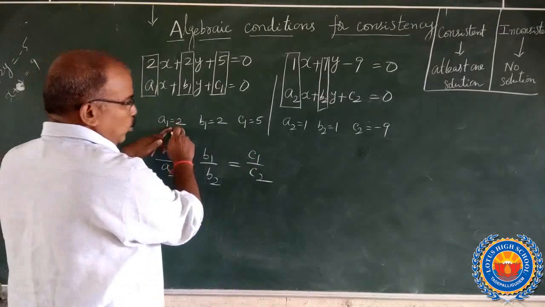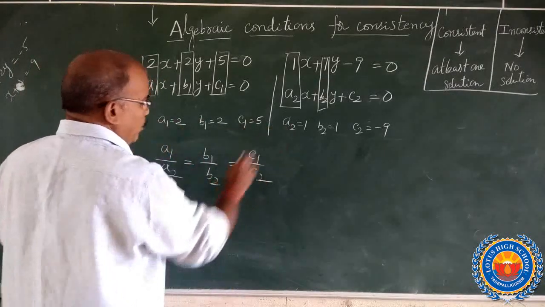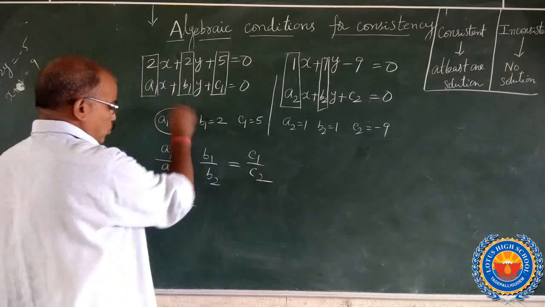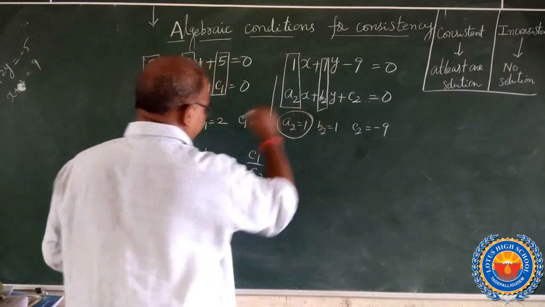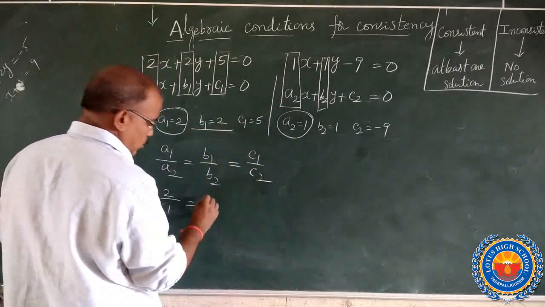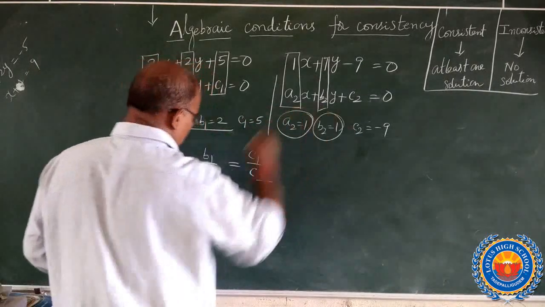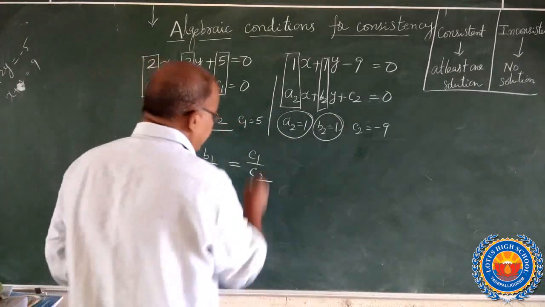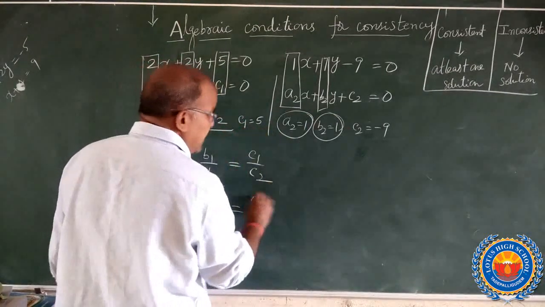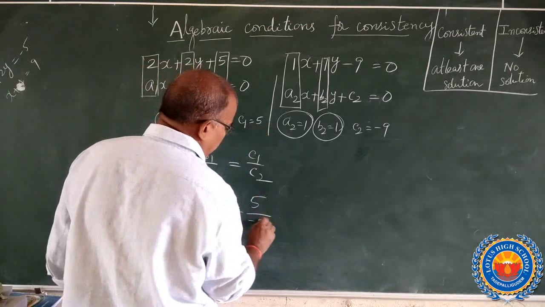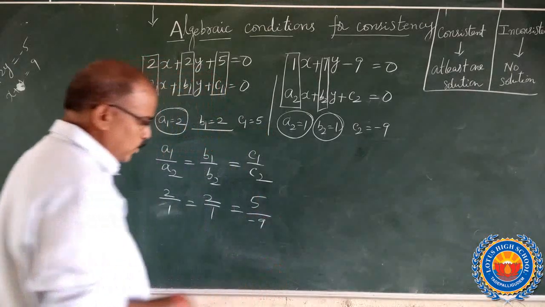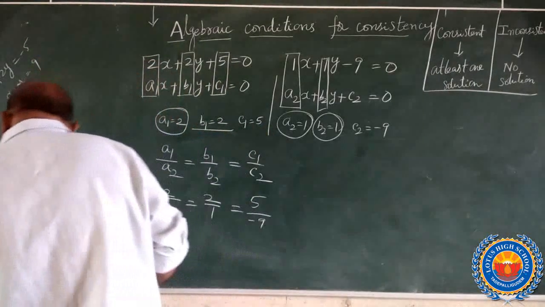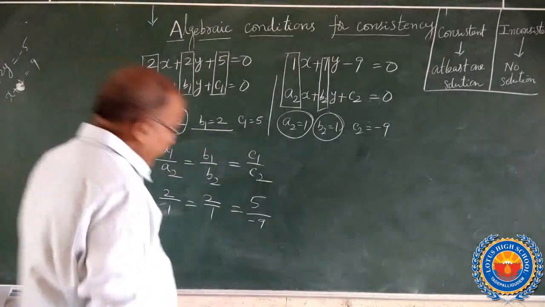A1 by A2 is 2 by 1. A1 is 2, A2 is 1, B1 is 2, B2 is 1. Next term, C1 is 5, C2 is minus 9. So 5 by minus 9.